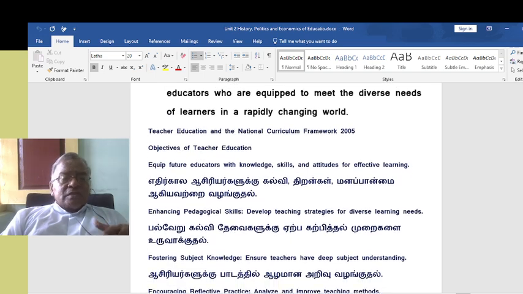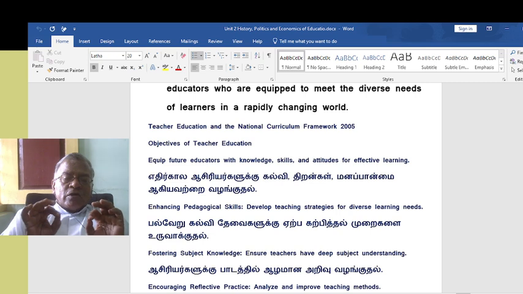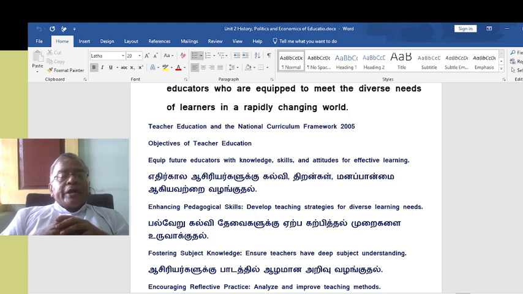Now I am giving you the summary of this one so that you have some certain practice out of these points. Teacher education and the National Curriculum Framework. NCF means what? National Curriculum Framework 2005. What are the objectives of this National Curriculum Framework? Equip future educators with the knowledge, skills and attitudes for effective learning.